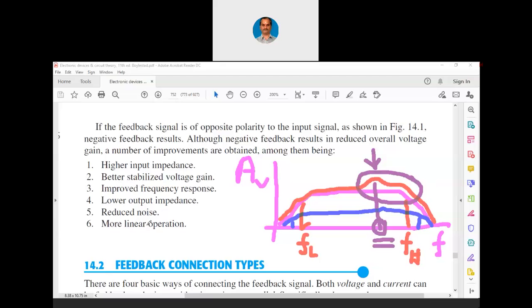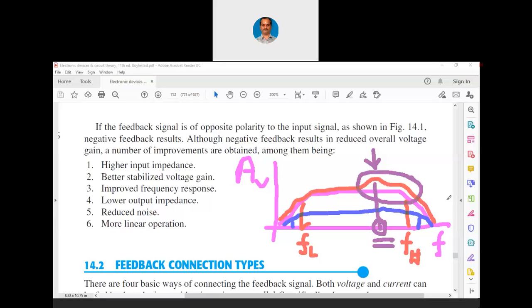Now, reduced noise. What does reduced noise mean? When the gain is larger, automatically at times even the noise will be amplified along with the signal. Later on in other courses, you are going to study the design of filters and how we use filters to filter or suppress the noise. But at times, filters will not be able to completely suppress the noise if the noise is internal to the amplifier.